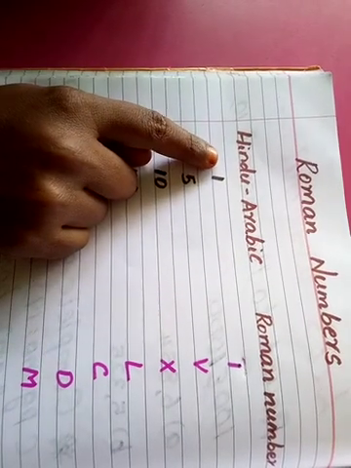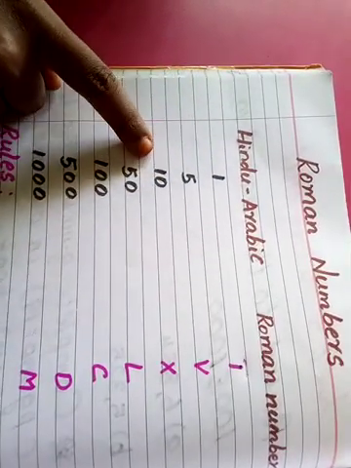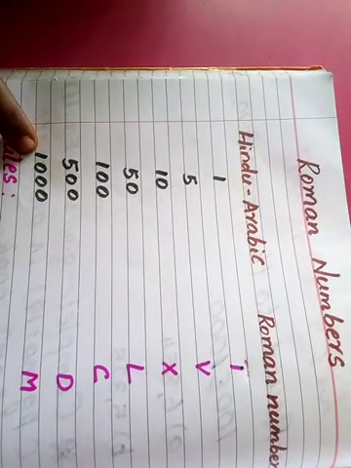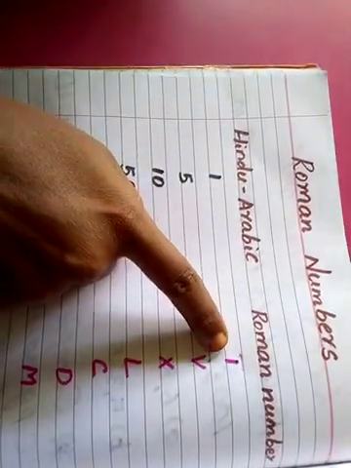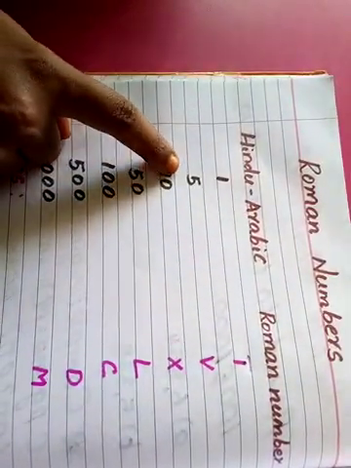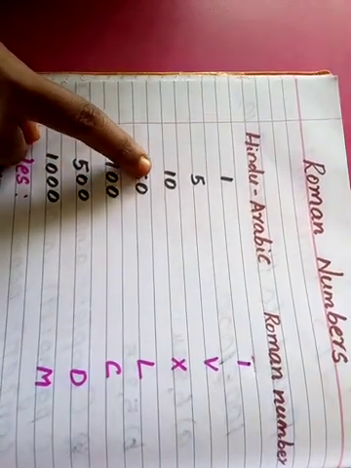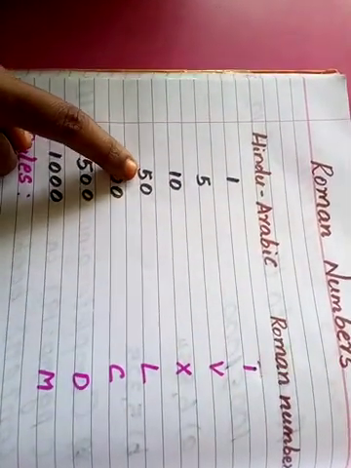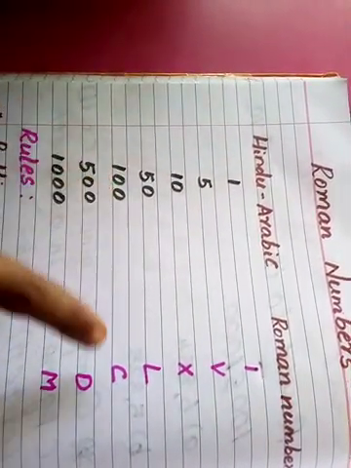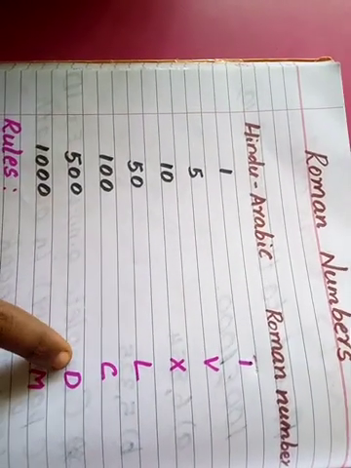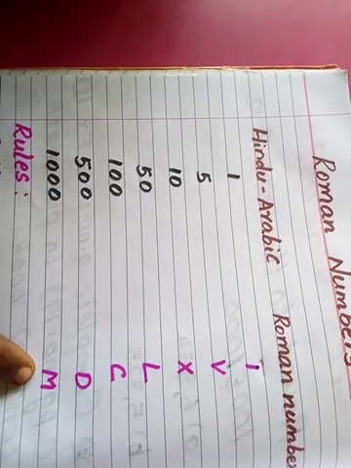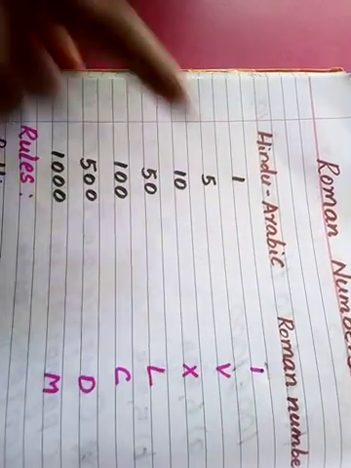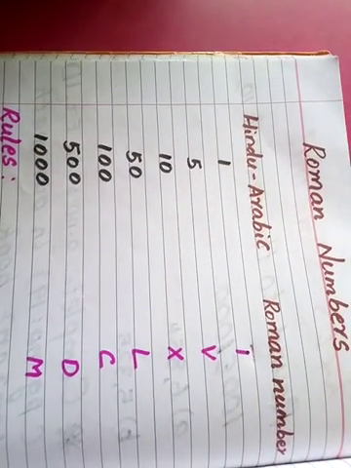So in Hindu Arabic, the numbers are 1, 5, 10, 50, 100, 500 and 1000. For 1 we use I in Roman numerals, and for 5 we use V, and for 10 it is X, and for 50 it is L, and for 100 it is C, and 500 it is D, and for 1000 it is M. So using these symbols they make the numbers using different rules.